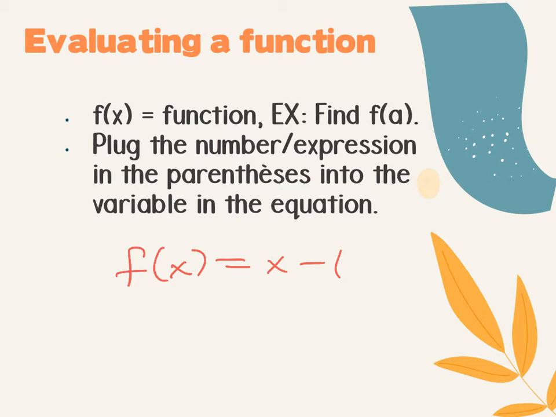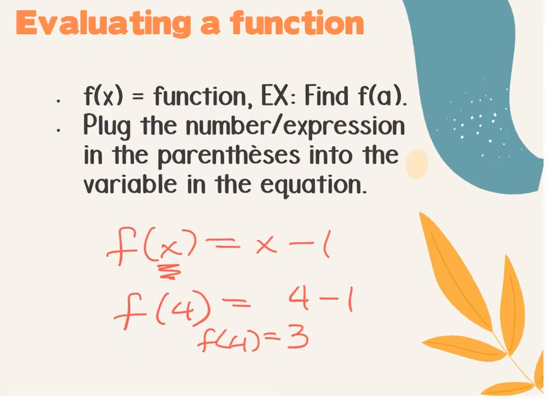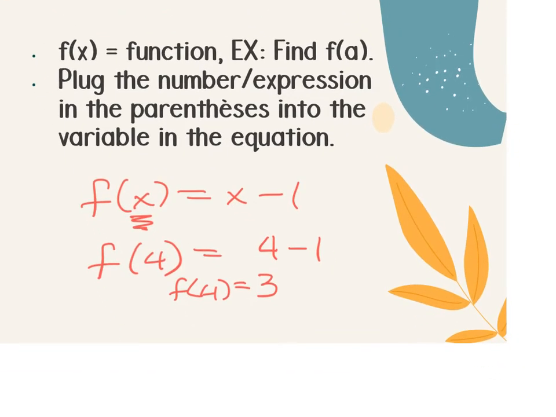Then they're going to tell you what value of x they want you to replace x with. So for example here, if I have f of 4, wherever I see x, I'm going to put in a 4, and then I do the problem. So f of 4 equals 3. This actually turns this into ordered pairs if you had to graph things. This would be the ordered pair 4, 3.